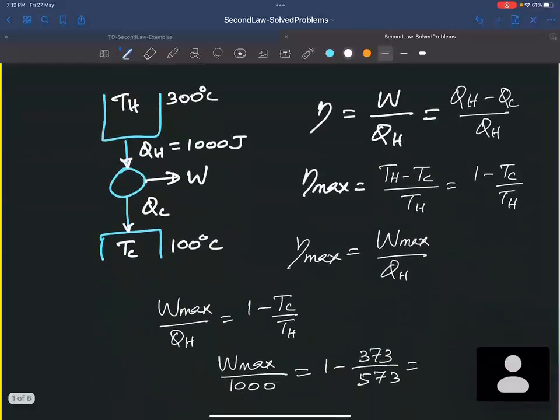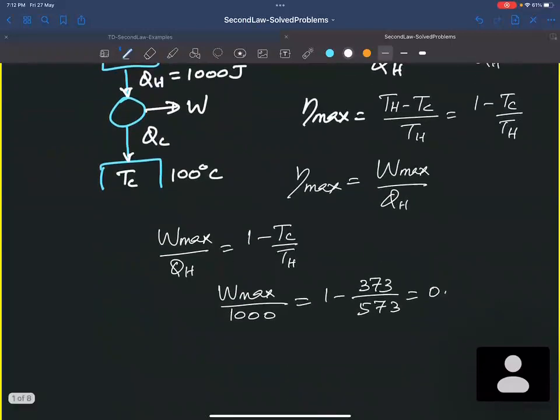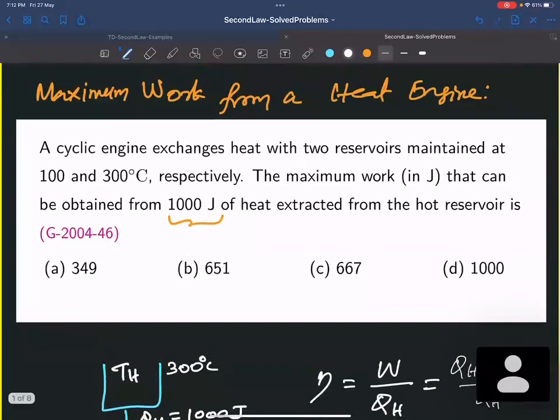There is 0.35 into 1000, so this is 350. So W maximum you are getting is 350. So the answer is 350 joule. Fine, nice, thanks. So the first option is correct.